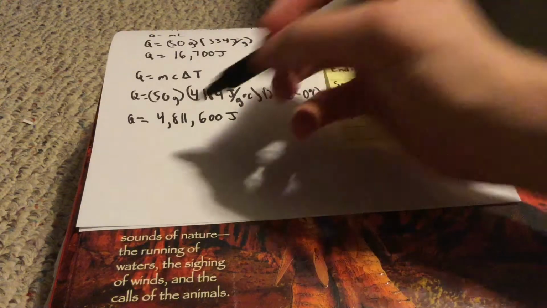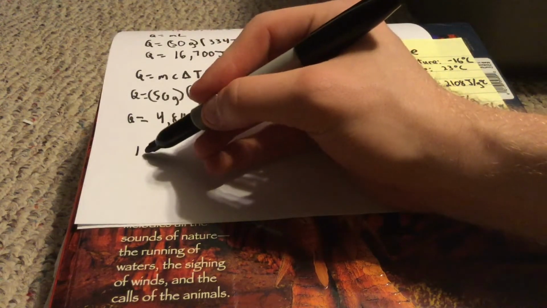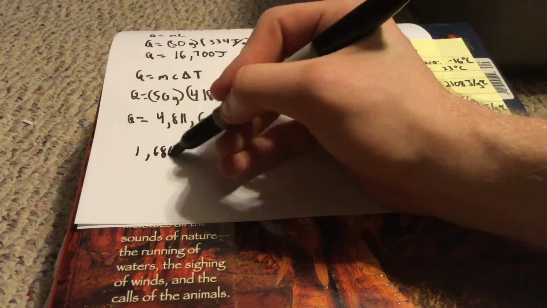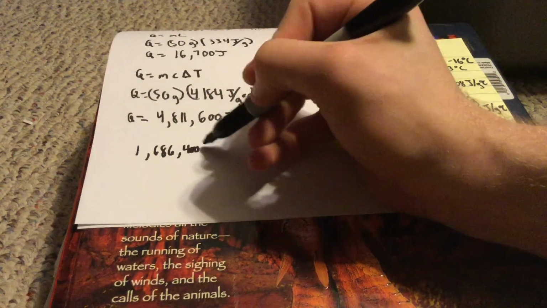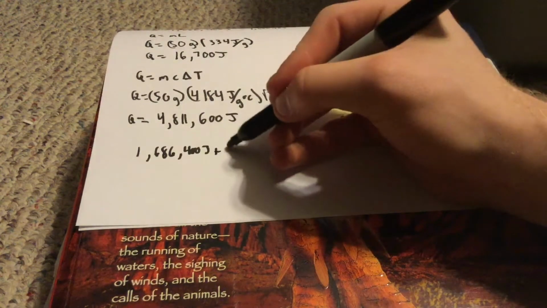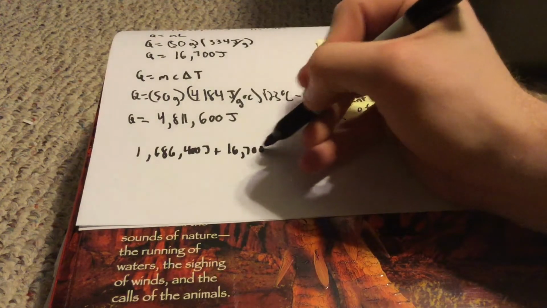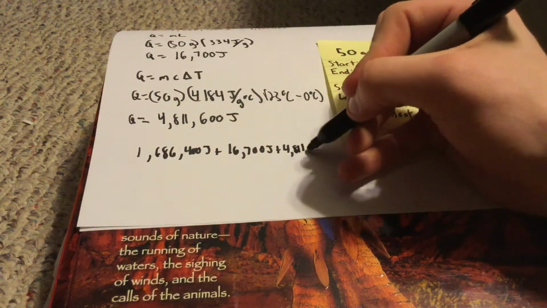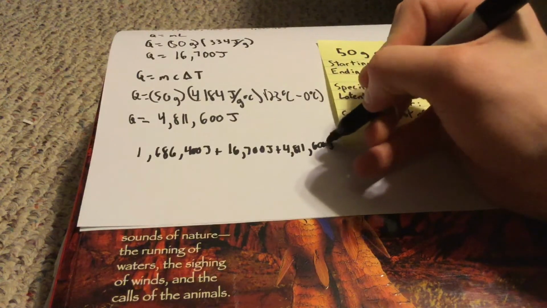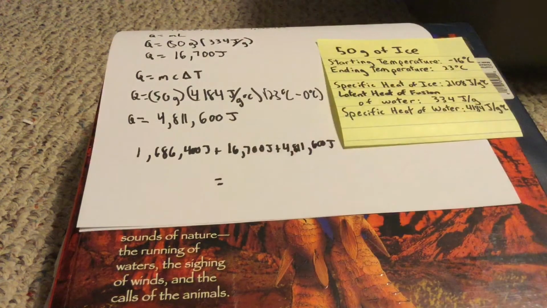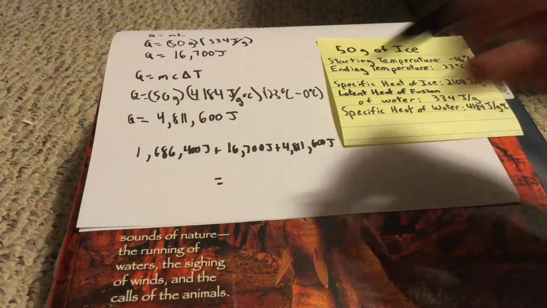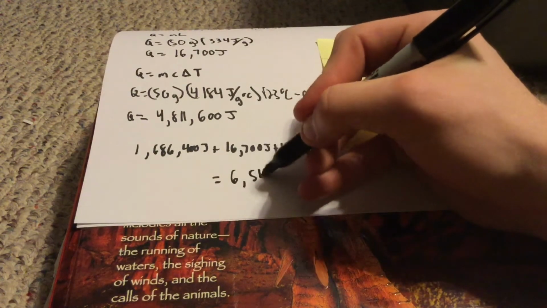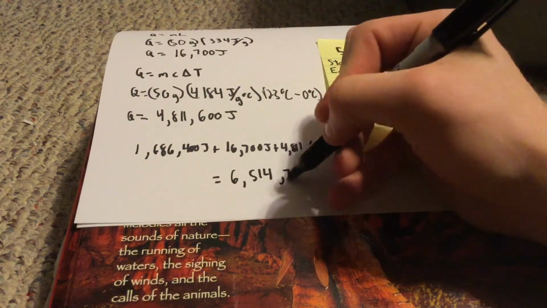All in all, we have 1,686,400 joules plus 16,700 joules plus 4,811,600 joules, resulting in 6,514,700 joules.